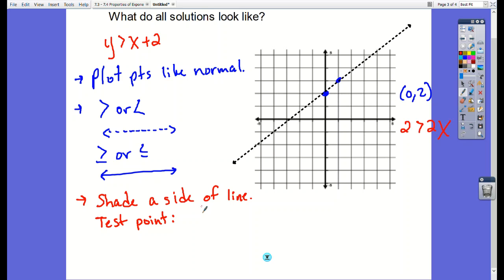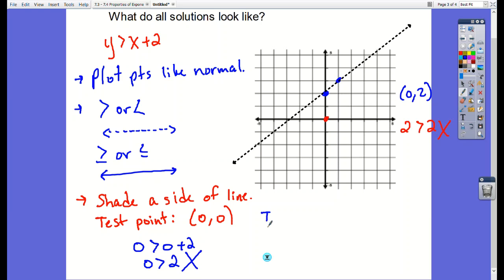So we're just going to pick a point, any point, but we want to make it the easiest numbers to work with. What are the easiest numbers to work with? 0, 0. Right here. 0, 0 is the easiest thing to work with, right? So we pick a test point, 0, 0, because it's easy, and plug that in. So let's actually check that. Plug in 0, 0 to our equation. We get 0 is greater than 0 plus 2, so 0 is greater than 2. Is that a true or false statement? False.